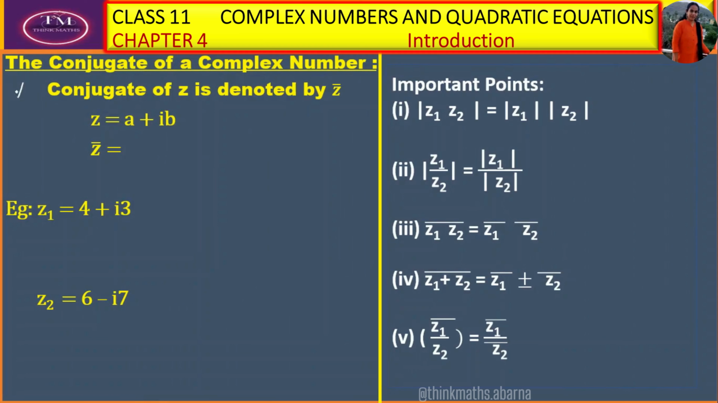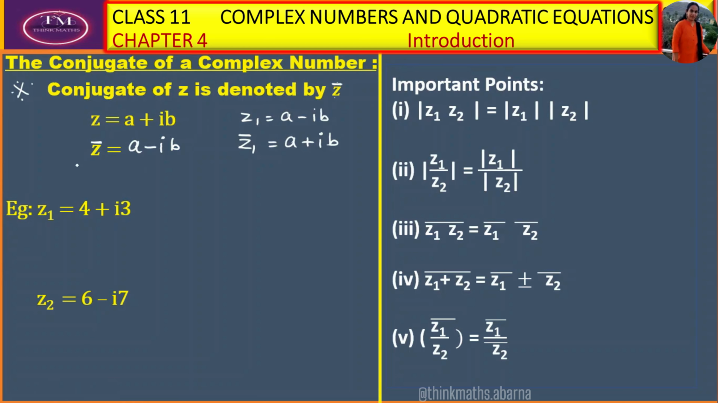Conjugate. So this is also an important topic. The conjugate of Z is denoted by a bar symbol on top, Z bar. It is very simple. Z bar means if it is a plus ib, Z bar will be a minus ib. That's all. Suppose Z1 equals a minus ib, its conjugate is denoted by Z1 bar. Minus will change to plus, a plus ib. That is called the conjugate.